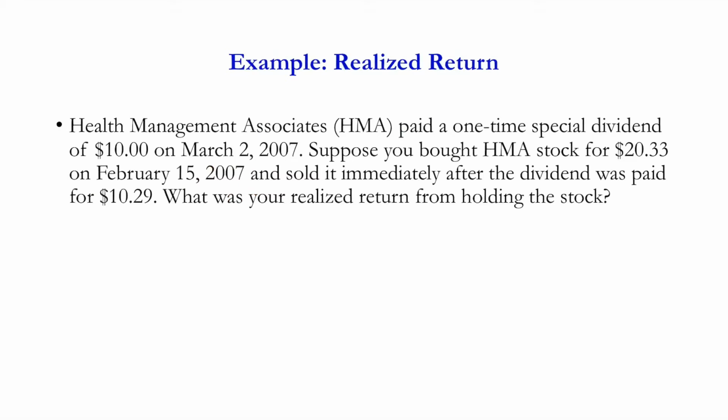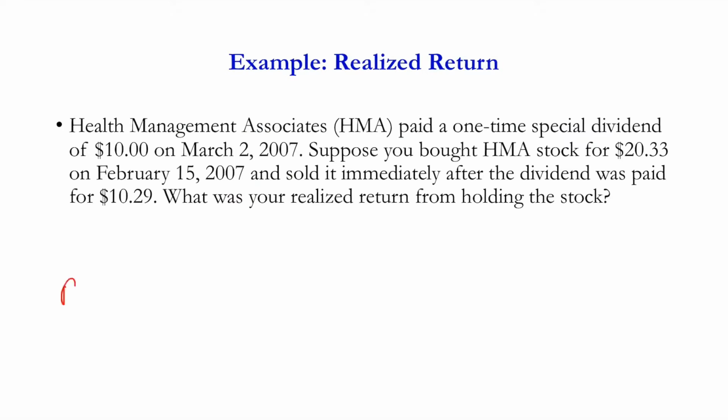Okay? So here is an example that shows how to calculate realized return. Health Management Associates, HMA, paid a one-time special dividend of $10 on March 2nd, 2007. Suppose you bought HMA stock for $20.33 on February 15, 2007 and sold it immediately after the dividend was paid for $10.29. What was your realized return for holding this stock?